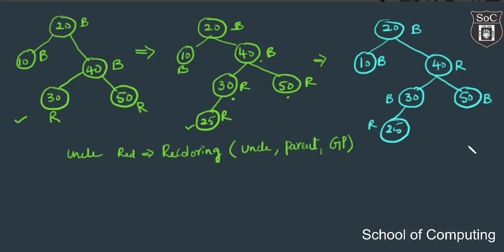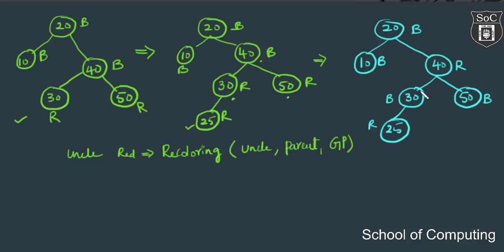Now the interesting point is, who will validate this one? How will you say that this final RBT construction is correct? You need to validate your RBT by following one simple rule. From the root node 20 to every leaf node, you have to check how many black nodes are coming. And the number of black nodes from root node to leaf node must be the same.